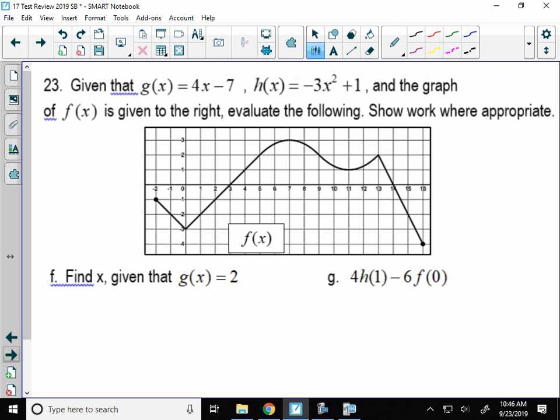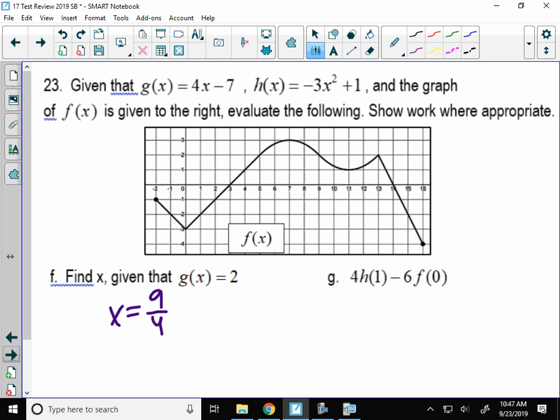Let's do F. Find x, given that, oh, apparently I just did that. I don't know. I'm losing my mind, you guys. So we just did that. It was x equals 9 over 4. I guess I renumbered it on here and not on my paper.